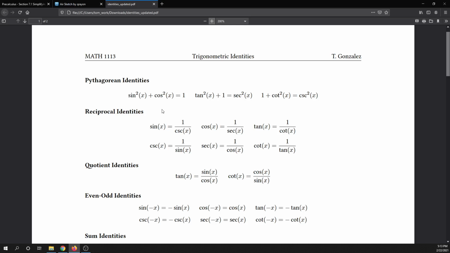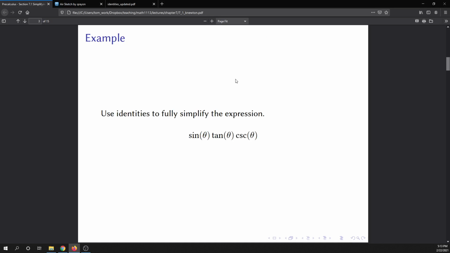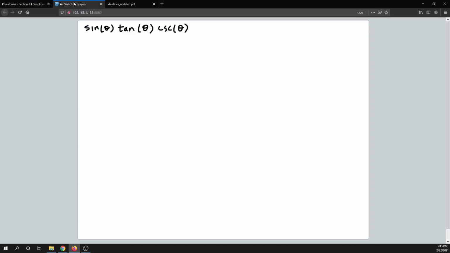So what we want to do is to be able to use these identities to simplify some trigonometric expressions. Let's take a look at the first example here. We have this expression: sine theta times tan theta times cosecant theta. We want to simplify this as much as possible. Just looking at these individual factors, there's really not a whole lot that can be done with sine. It's about as simple as it's going to get.